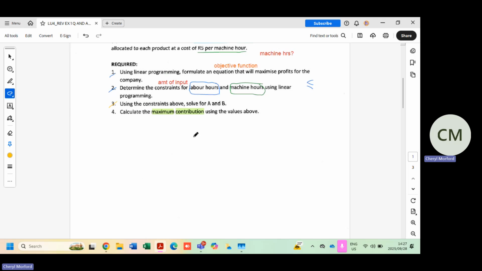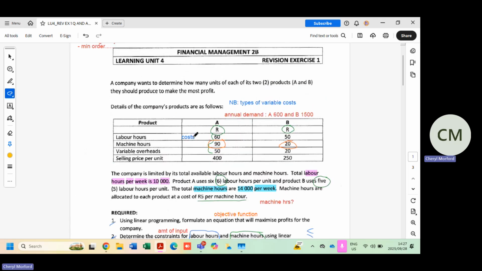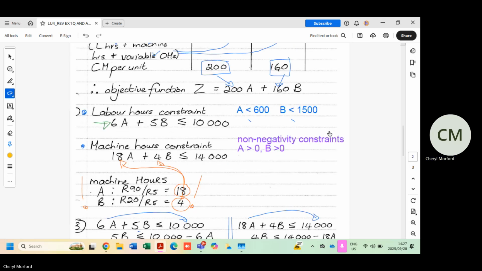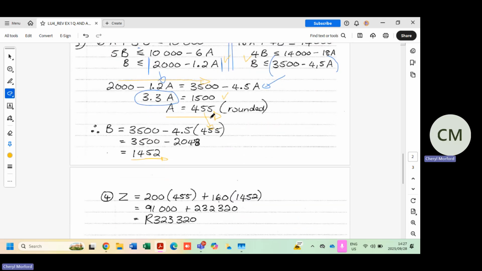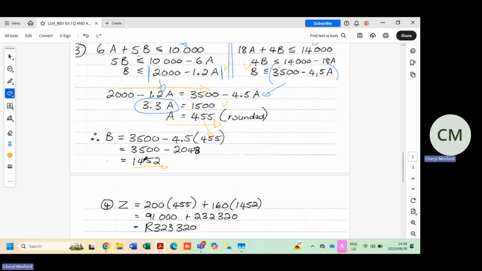And let's just check those values, because remember up at the top here, I gave an annual demand. So is the value of our A less than 600? And is the value for our number of B less than 1,500? So A, yep, is 455. It's less than 600, so that's good. And B is less than 1.5. If you should find that those values exceed the annual demand, something's gone wrong.